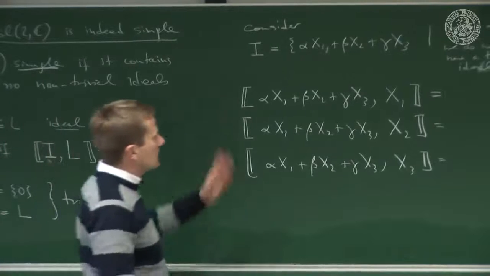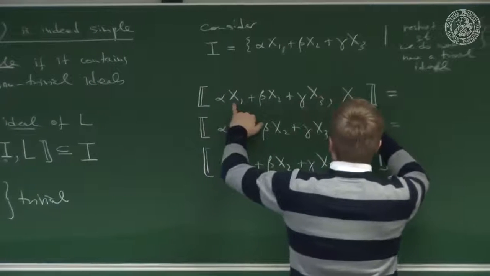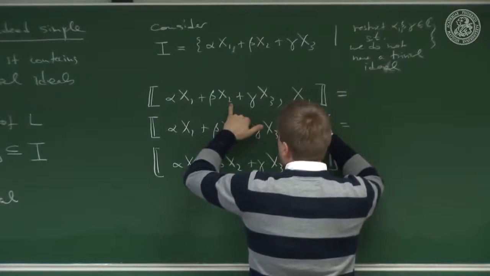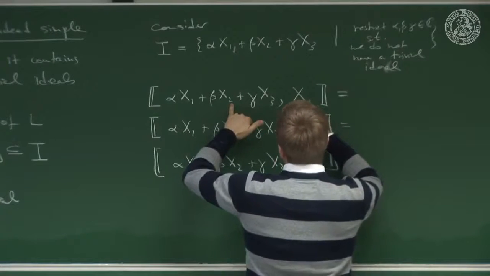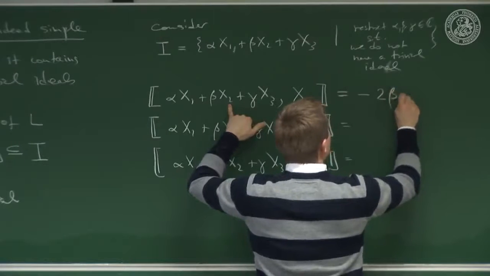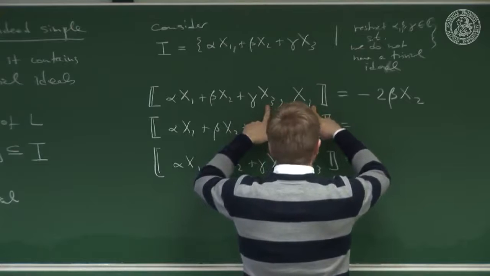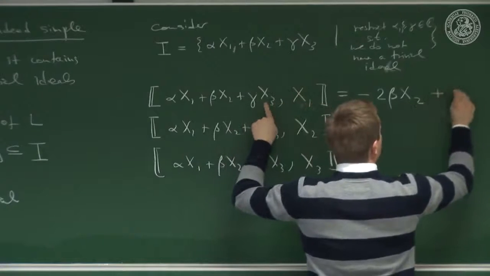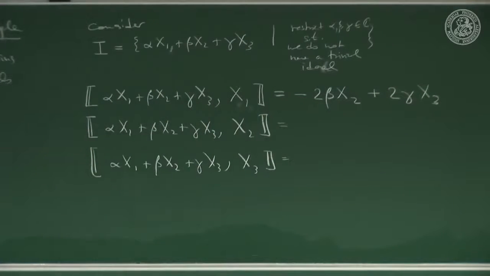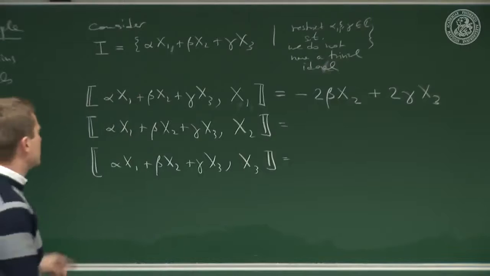Now, I erased it, but you remember that [x1, x1] is 0 because of antisymmetry. [x2, x1] yielded the plus 2, I think. So we have here the opposite, so it's minus 2 beta x2. And the one with the 3 yielded the minus 2, but here we have the other order, so plus 2 gamma x3. That comes directly from the bracket of these basis vectors we have.